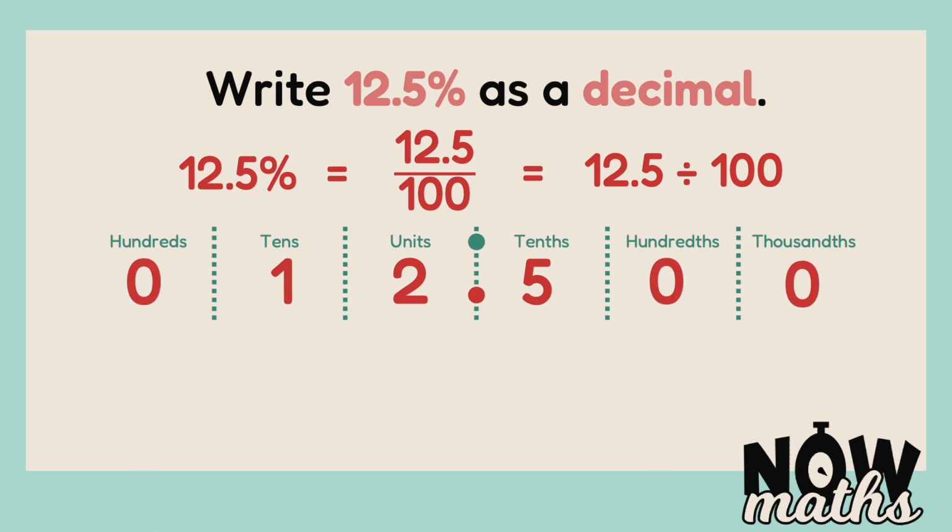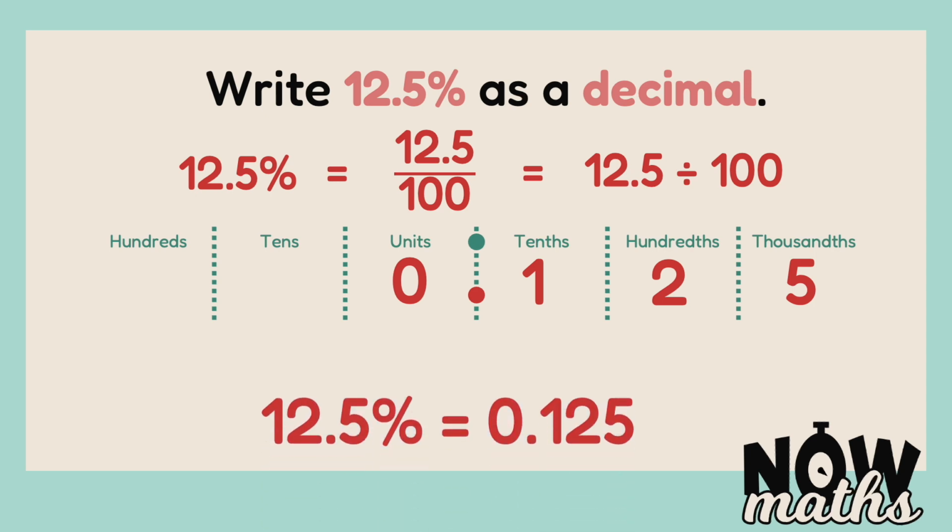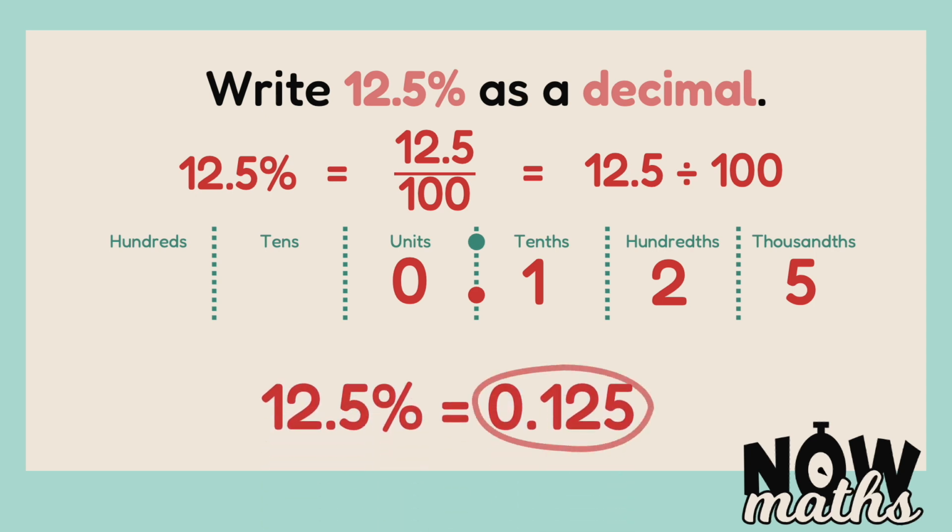When we divide by 100, all of the digits shift to the right 2 places. So we can see the 5 tenths become thousandths, the 2 units become hundredths, and the 1 ten becomes a tenth. And we now have 0 hundredths, tens or units. We don't need to worry about the 0 hundredths or tens, and as a decimal, 12.5% is 0.125.